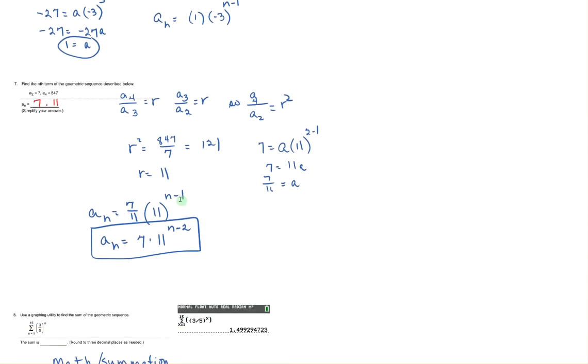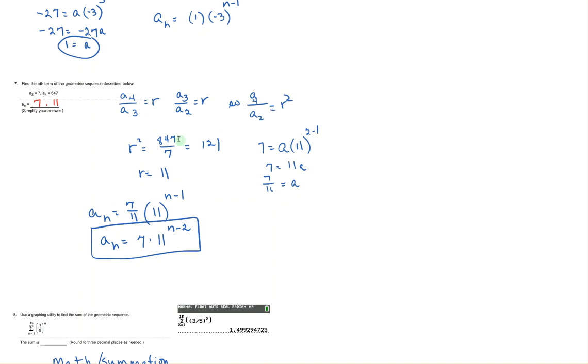All right, same kind of idea in number 7, a little bit different. They give us here a sub 2 is 7, a sub 4 is 847. If a sub 4 over a sub 3, that should give us an r, right? Because that would be our ratio. And a sub 3 over a sub 2 should give us an r. So a sub 4 over a sub 2, going from here to here, should be r squared because we went down 2 levels.